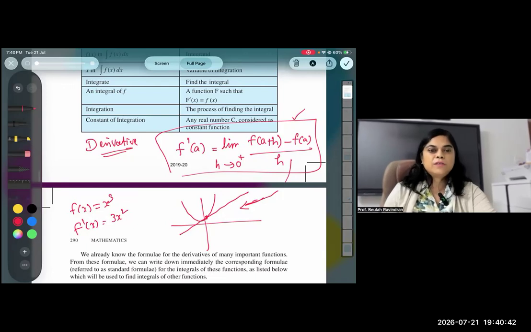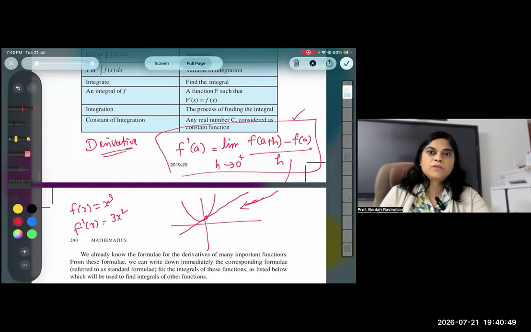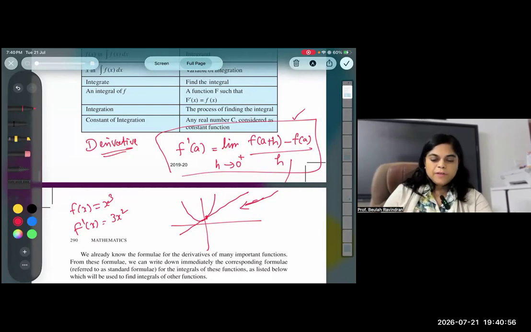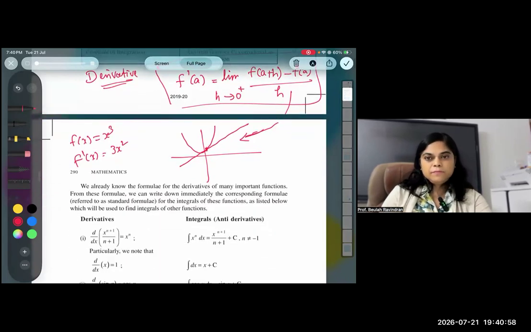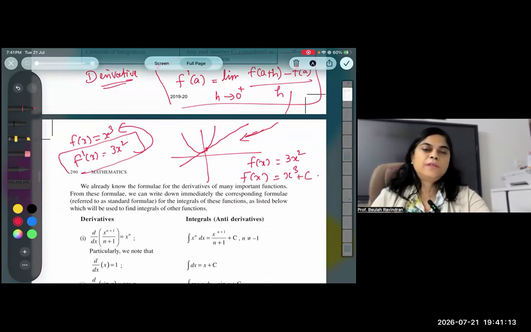So what is an antiderivative? We need to find the function. An antiderivative is a function; the antiderivative of a function, we can also say, is a function whose derivative is f of x. For example, you are taking 3x square as the function. What is the antiderivative? Which function is responsible for this? That is the antiderivative. Plus some error also we need to take.